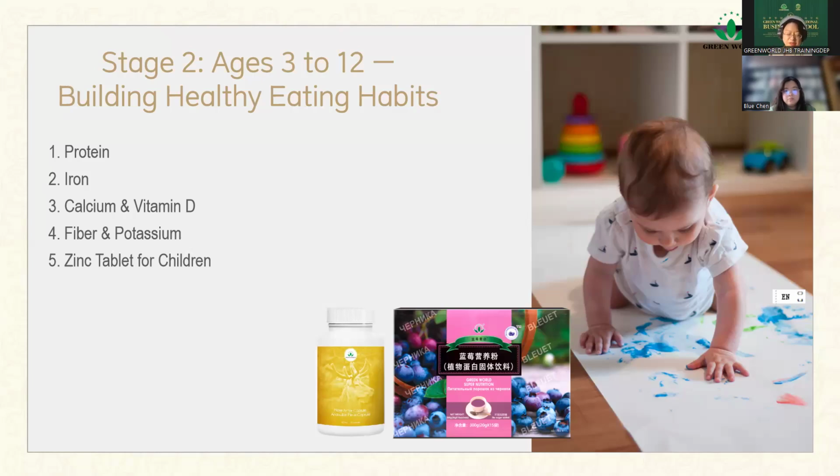Whole fruits, especially with skin, vegetables, and whole grains can supply fiber and potassium. Number 5, once again, zinc.